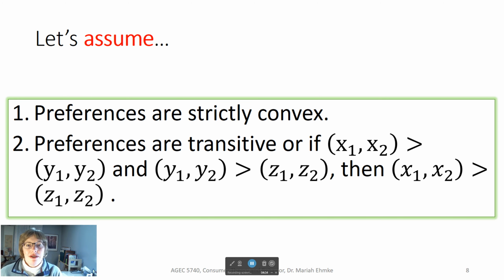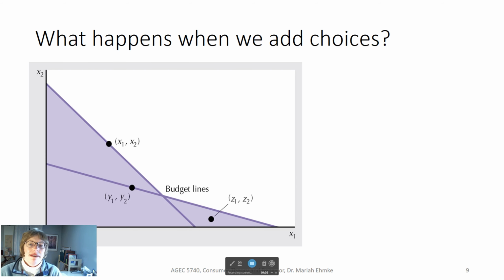This prepares us to look at diagram 7.2, which illustrates this point. Let's start with the choice set where X1, X2 is preferred to Y1, Y2. We established this point earlier in the lecture. Now, a new point, Z1, Z2, is introduced. It is not in the same choice set as X1, X2.